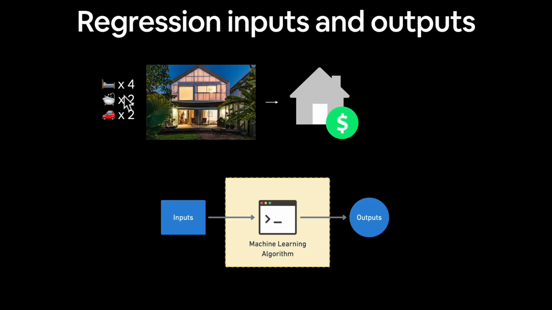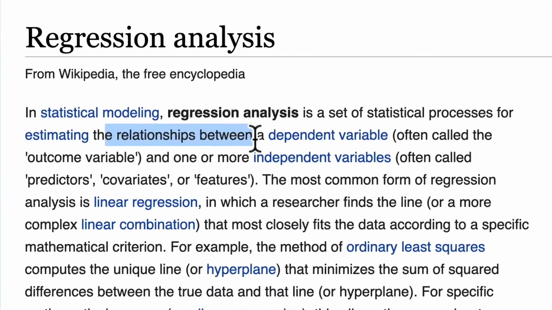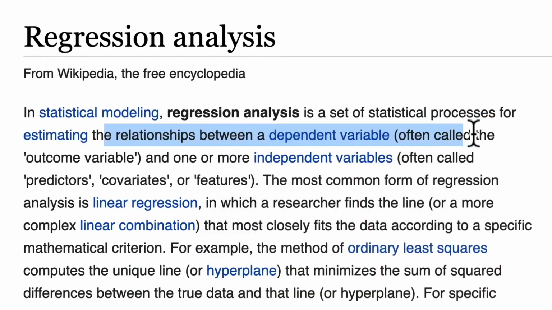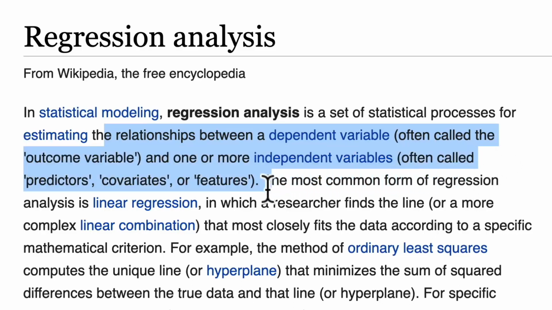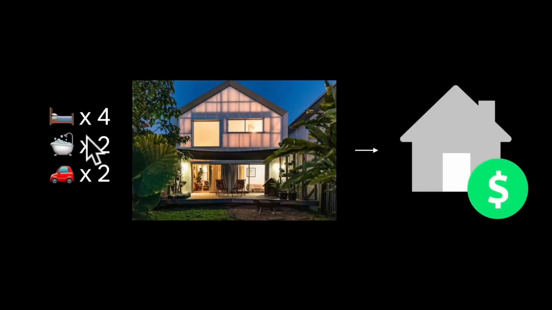If we come back to our definition of a regression problem here, we're trying to figure out the relationships between a dependent variable, often called the outcome variable, and one or more independent variables, often called predictors, covariates, or features. Okay. So in our case, our independent variables might be the number of bedrooms, 4, the number of bathrooms, 2, and the number of garages, 2 as well.